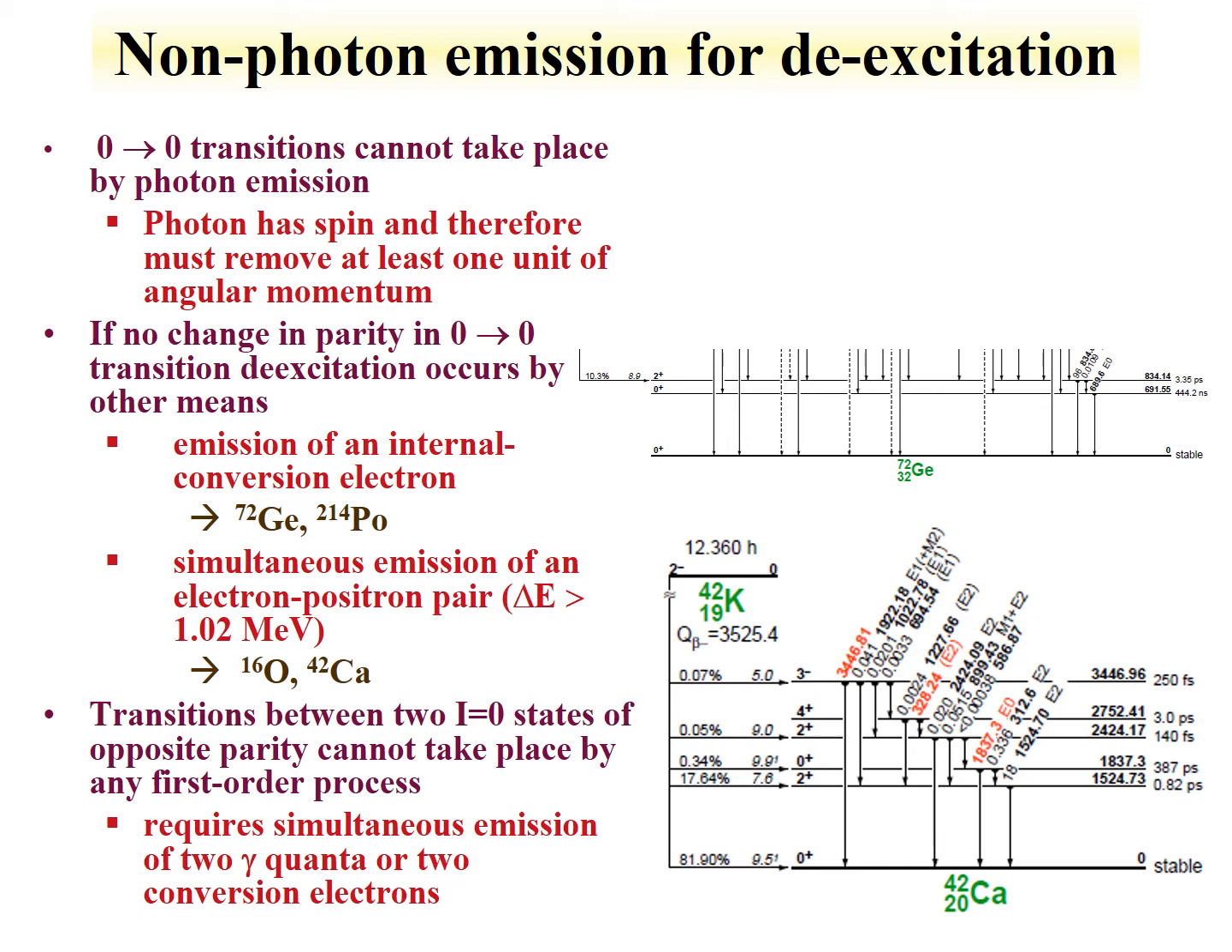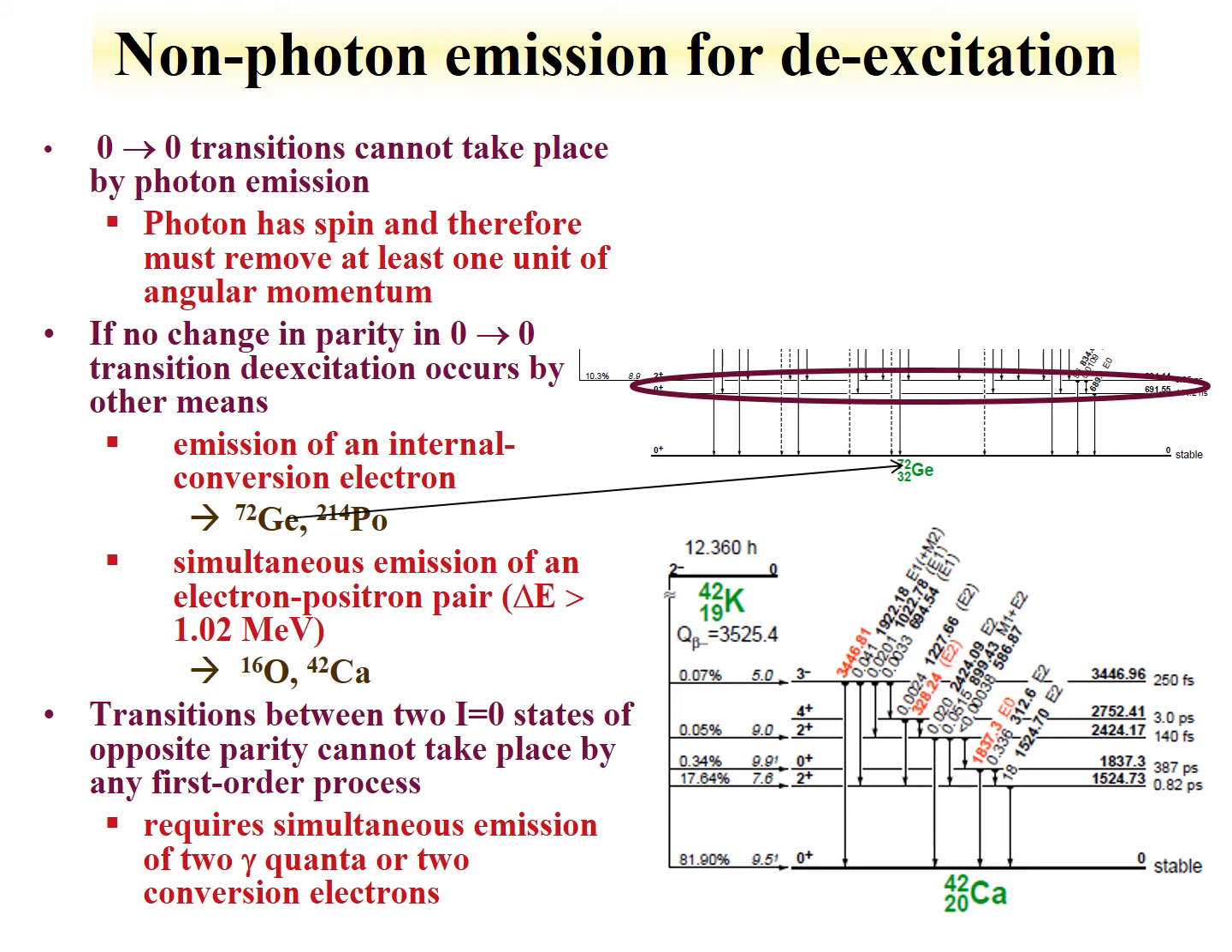For nuclei in excited states that are 0 plus excited states, it's possible to have a de-excitation of that nuclear excited state without the emission of a photon. So there are a few non-photon emissions for de-excitations. As an example, here's a part of the nuclear excited state for germanium-72, and we can see this 0 plus state that's shown. The transition from that excited 0 plus state to the ground state cannot take place by photon emission, because a photon has spin and therefore must remove at least one unit of angular momentum. In 0 to 0 transitions, there are no units of angular momentum lost. And if no change in parity occurs, de-excitation must occur by other means.